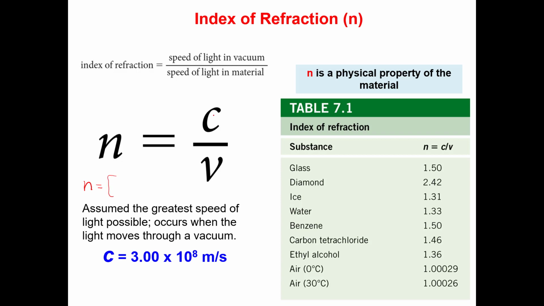We had C, the speed of light, and the units will be meters per second. Here is the speed of the light in that particular material. It's also meters per second. And the units cancel out. And this is why there is no units for index of refraction.